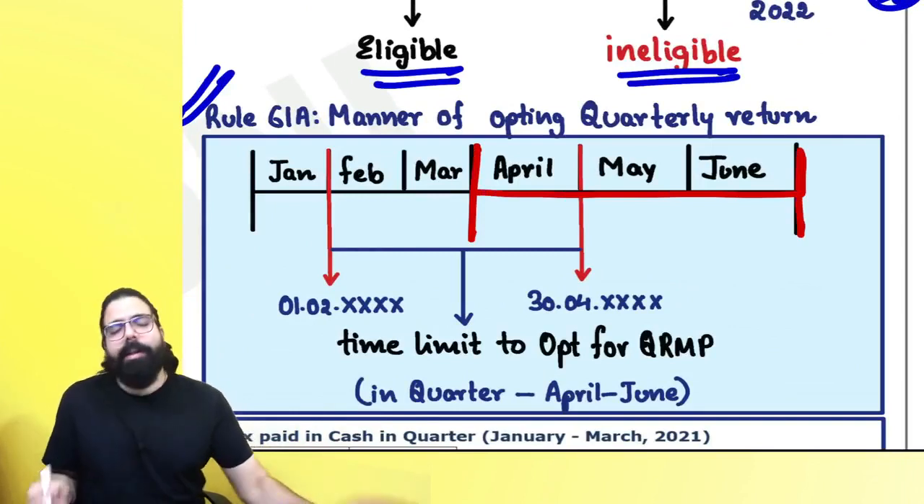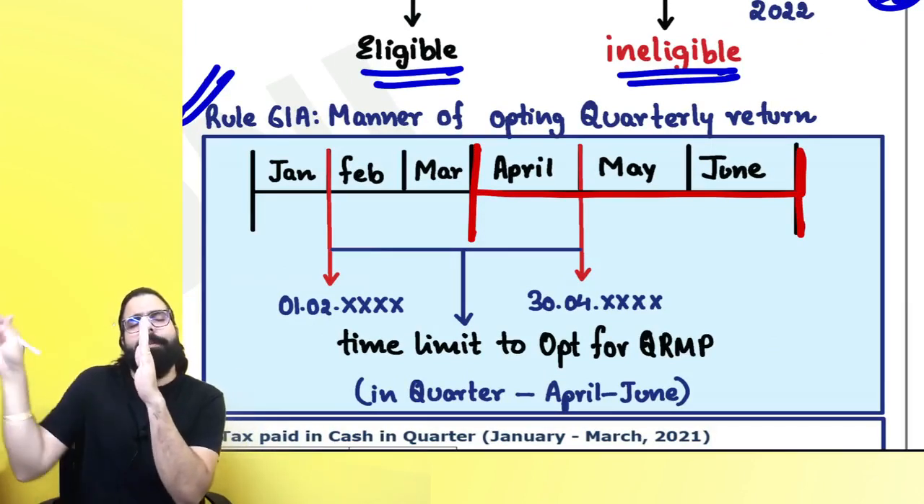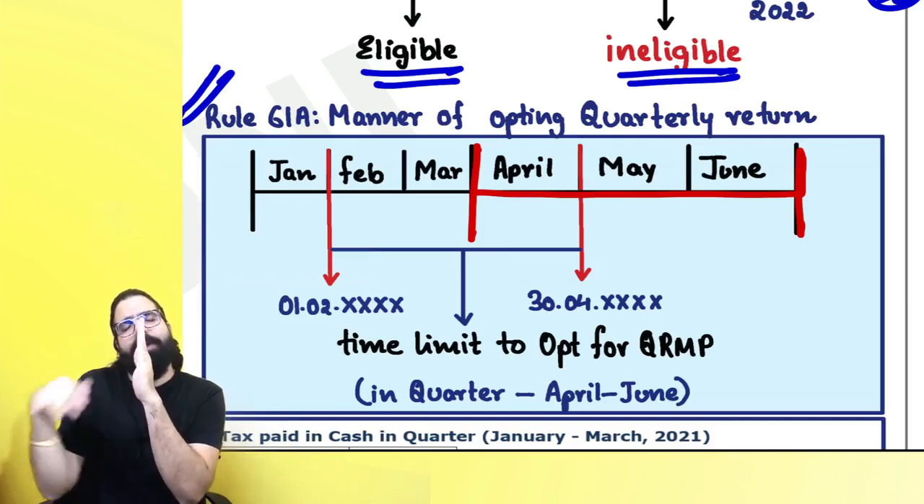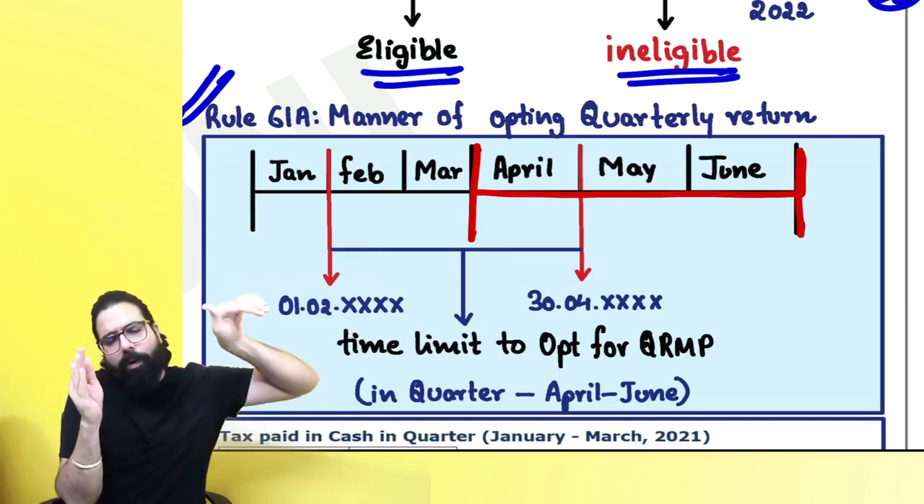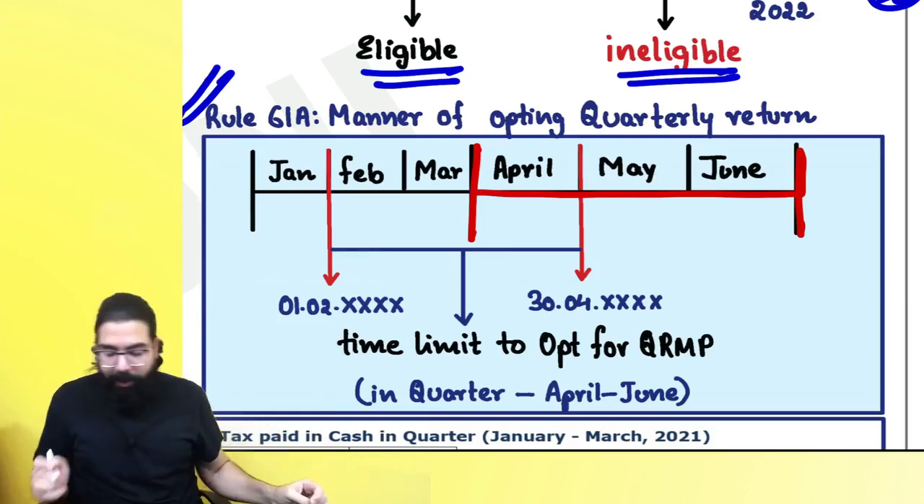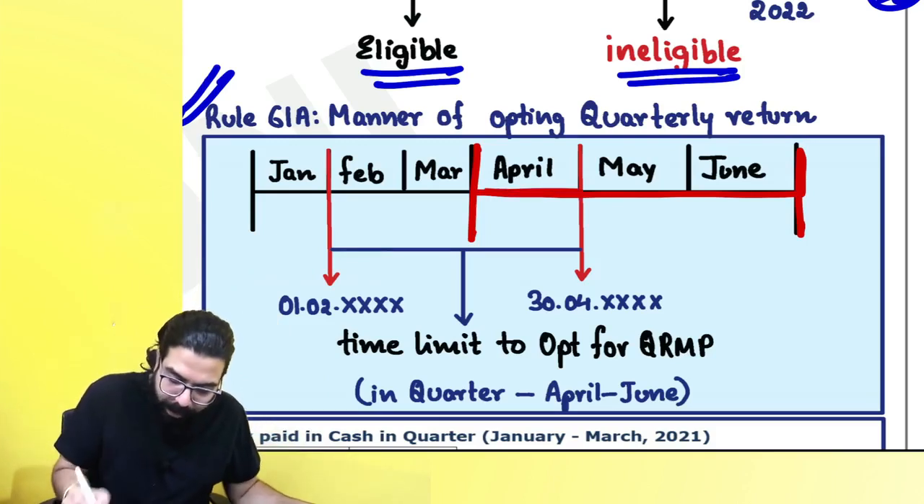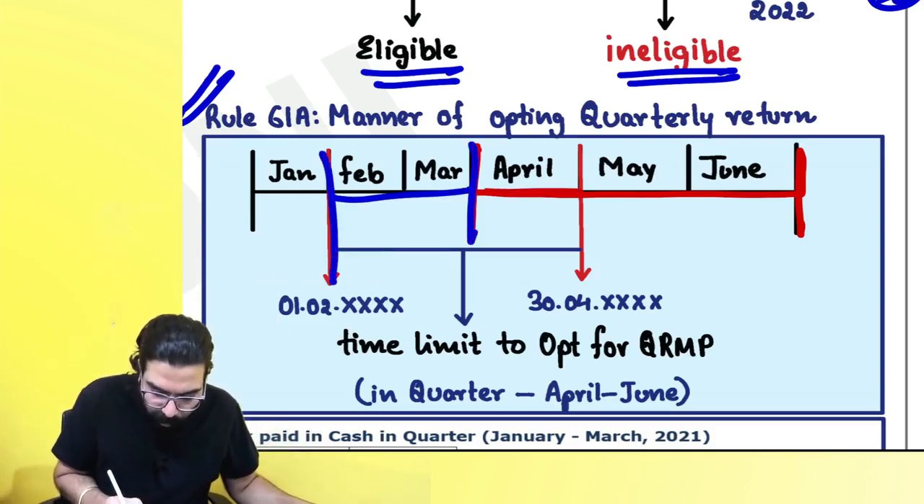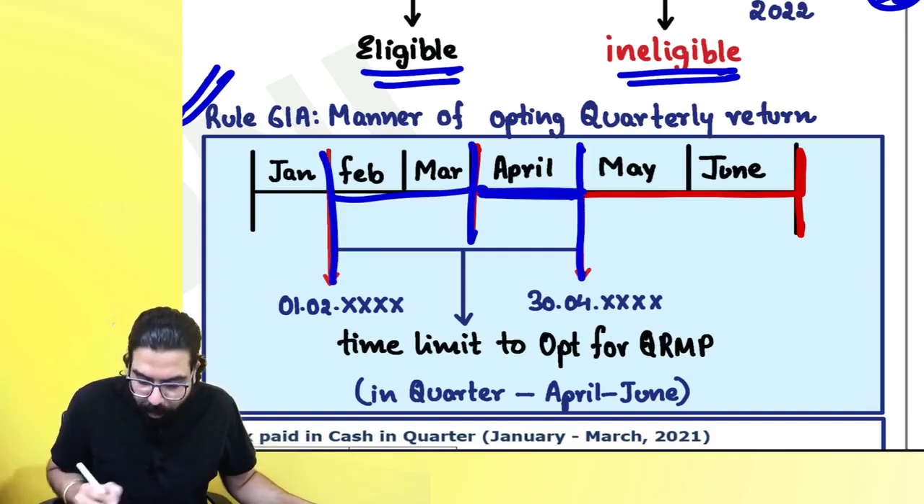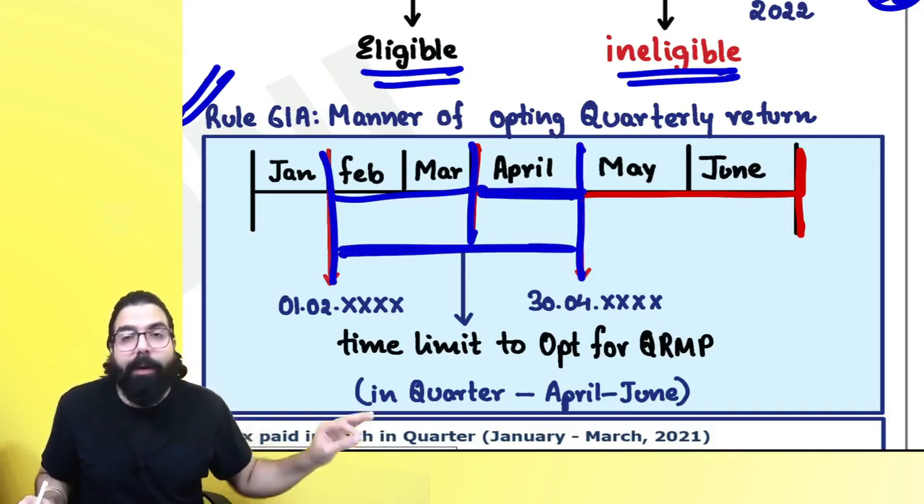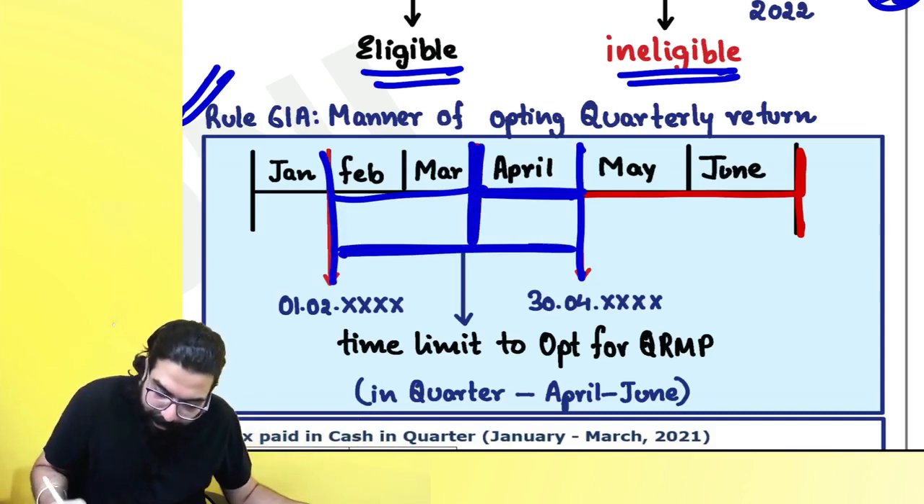April to June: you can opt either 2 months before the quarter starts, or after the quarter has started, up to 1 month later. So, sir, 2 months prior to the starting of the quarter and 1 month once the quarter starts, this period is the window that will be open for April to June.